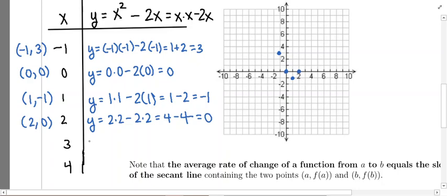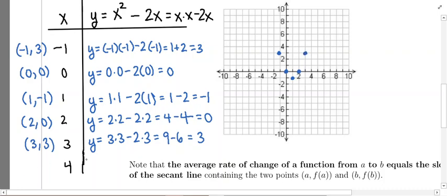Almost done. Let's plug in x equals 3. We get 3 times 3 minus 2 times 3, which is 9 minus 6, which is 3. So the curve goes through 3, 3. That point is right here.